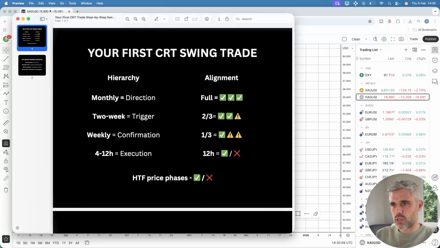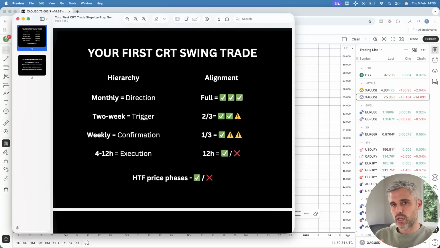So first and foremost, what are we looking for? Higher time frame alignment. We're going to take our trades based on monthly direction. So what is the monthly telling us? What phase of price is the monthly in? Is it accumulating? Is it manipulating? Or is it distributing? That's going to give us a lot of directional context.